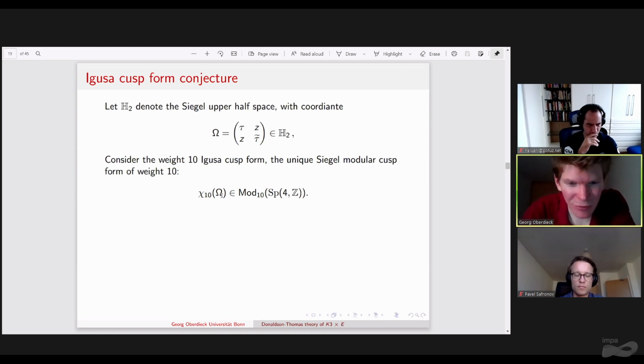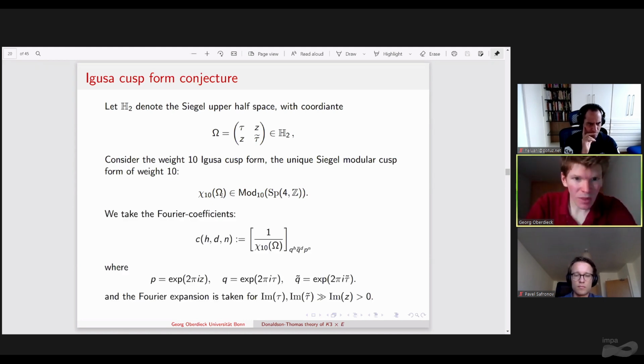And so I will not give a formula, but you can imagine it as nice as this discriminant function. It has a product expansion, it vanishes at very particular loci and so on. Once you have this function, you can take 1 over chi10. In some sense, it's very parallel to the earlier case, and you take a Fourier coefficient. Now you have 3 parameters, so you have to take 3 variables here, q, q tilde to the d, p to the d, and then you extract the Fourier coefficient.